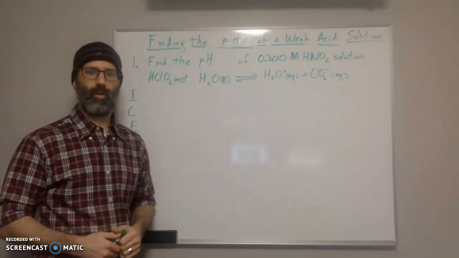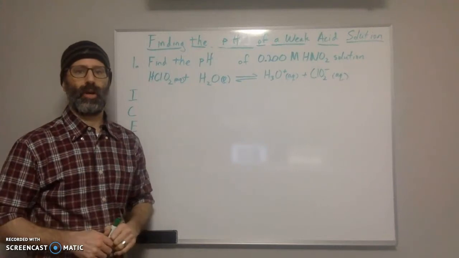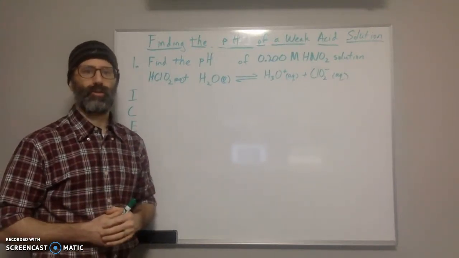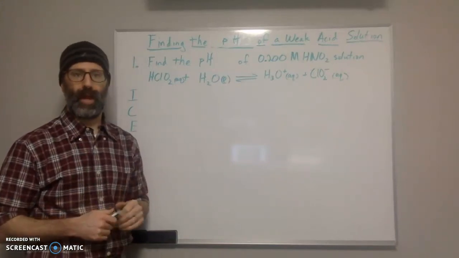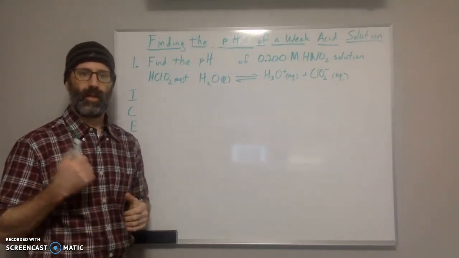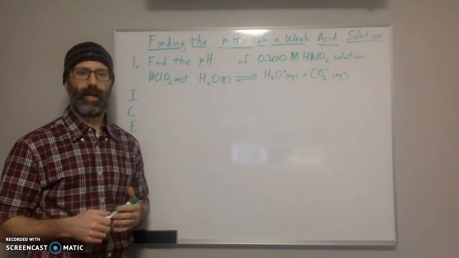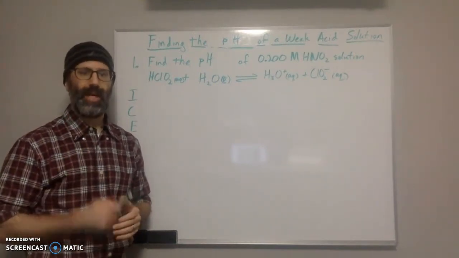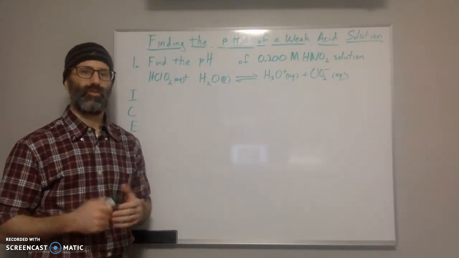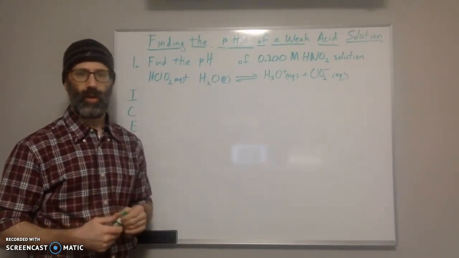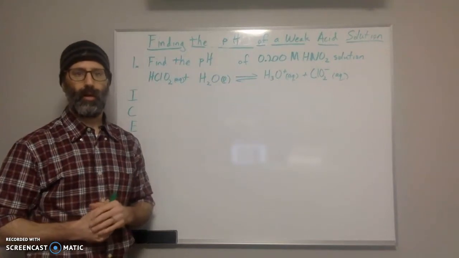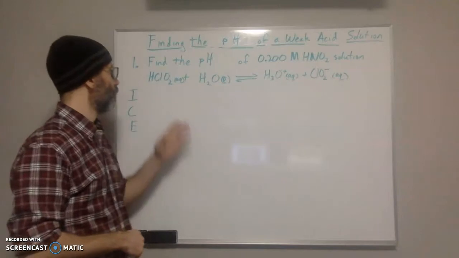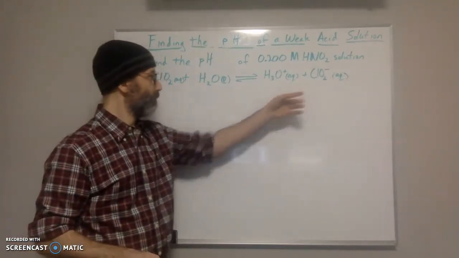My name is Mr. Cobalt, and in this video I'm going to show you how to find the pH of a weak acid when you're given the Ka value as well as the initial concentration. However, the "x is too small" approximation will not work, and I'll show you what that means. Okay, so the first thing you want to do is write your balanced equation.